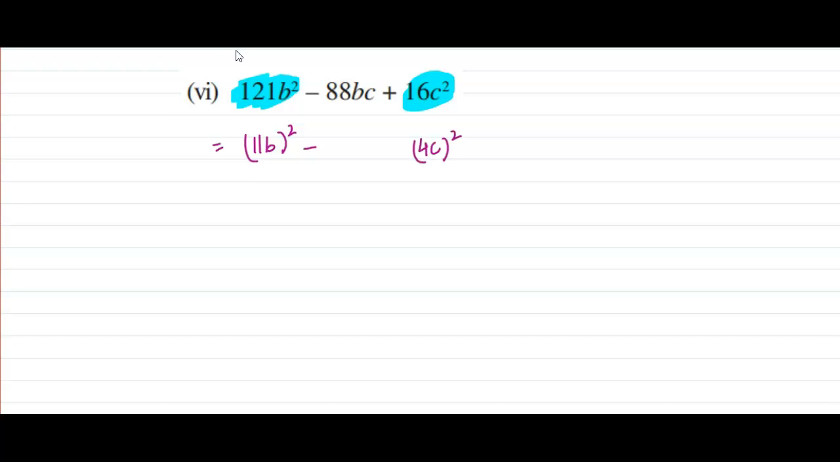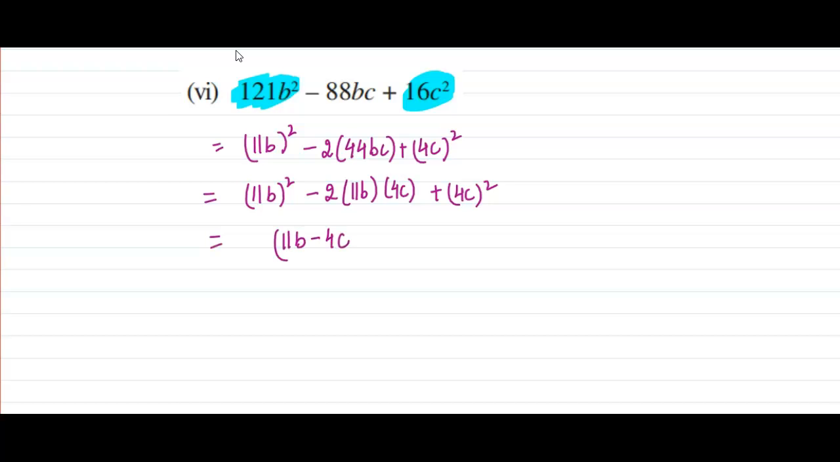Now let's divide the middle term by 2. Let's take out 2. So we have 44bc. Now we know that 44 can be written as 11 into 4. So let's do that. (11b) whole square minus, we can write it as 11b into 4c, plus (4c) whole square. We can see a square minus 2ab plus b square. So this will be equal to (11b minus 4c) whole square.